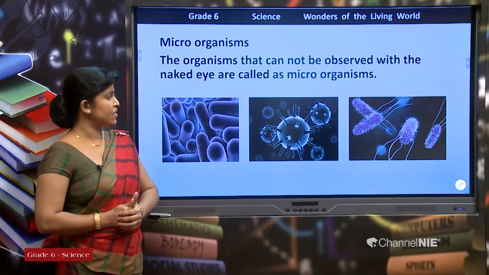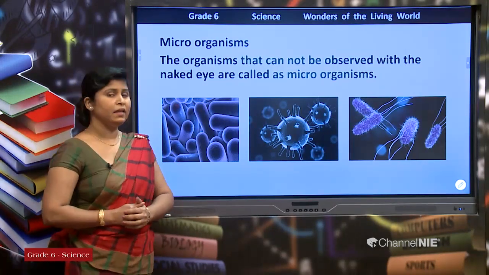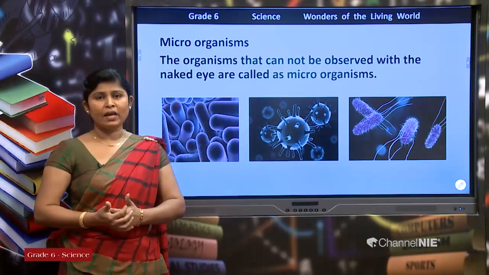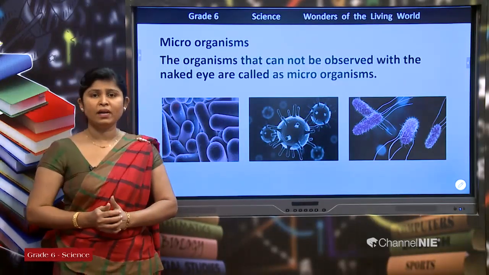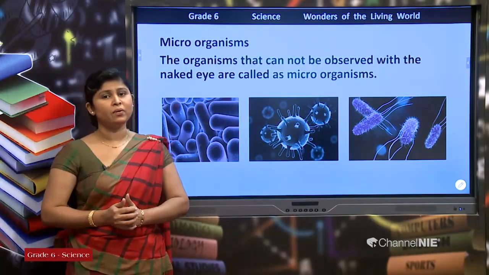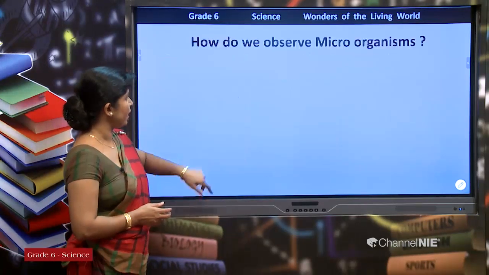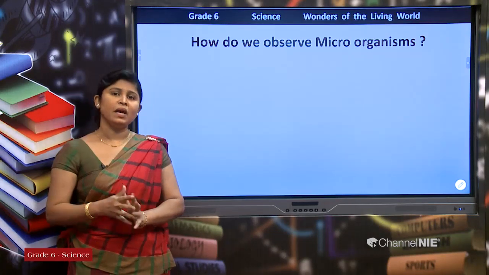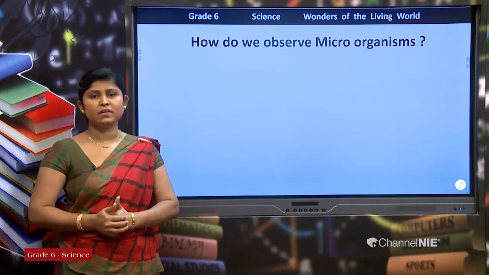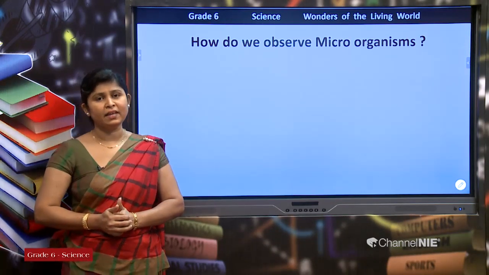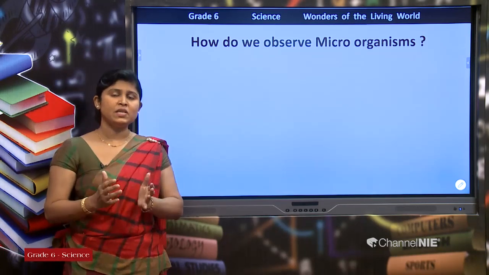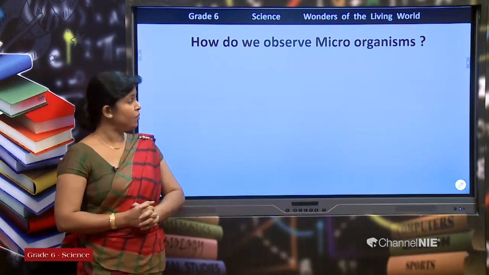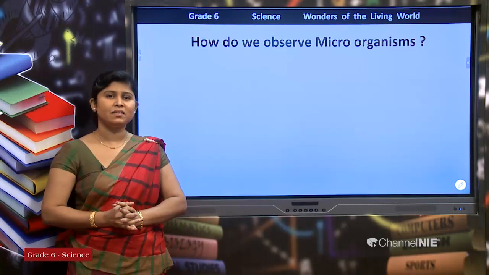Here are some pictures of microorganisms. Then bacteria, virus and varieties of fungi are known as microorganisms. How do we observe microorganisms? If the microorganisms cannot be observed through our naked eye, there should be a special method to observe them. How do we observe the microorganisms? Yes.